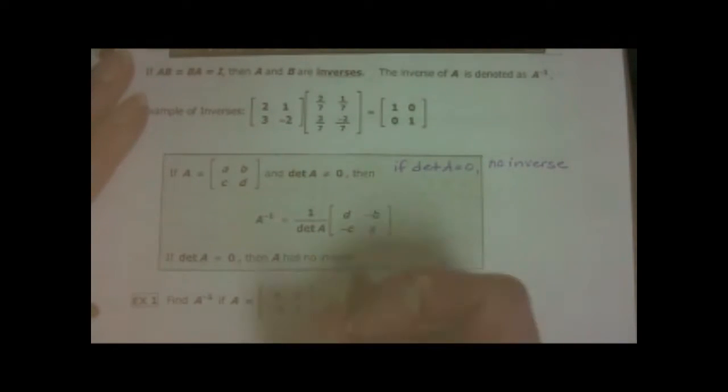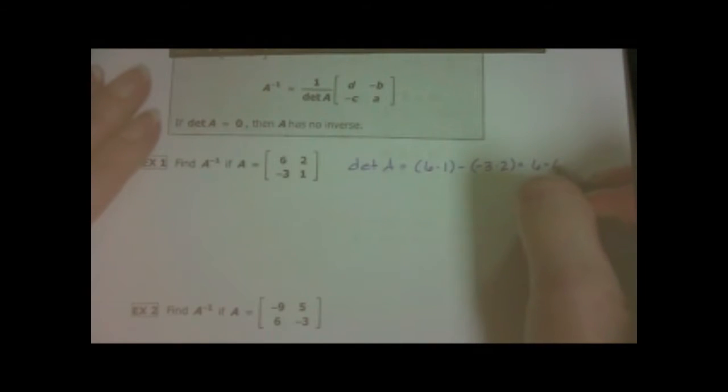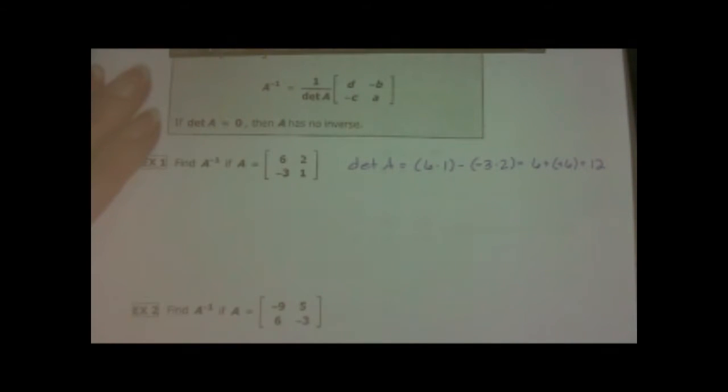So the first thing we need to do is find the determinant. So let's move this up here. And the determinant of A equals 6 times 1 minus -3 times 2, which is 6 minus -6, which is actually 6 plus 6, which is 12. Alright? So now we can find A inverse. So A inverse equals 1 over 12 times.